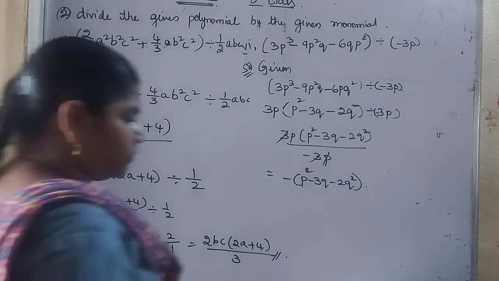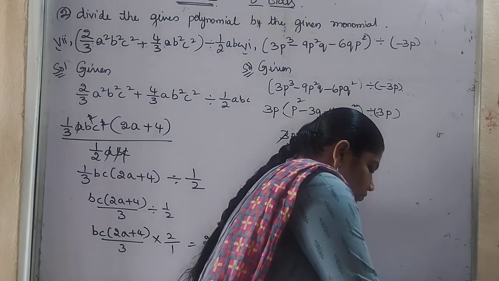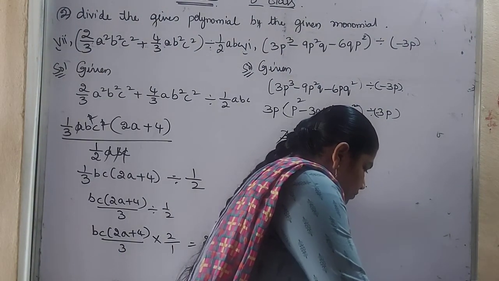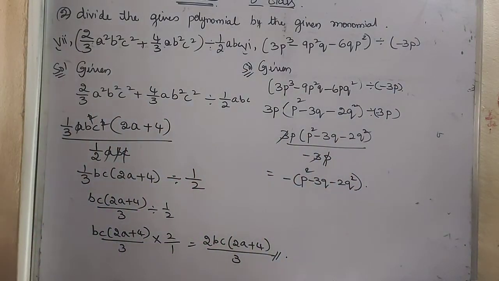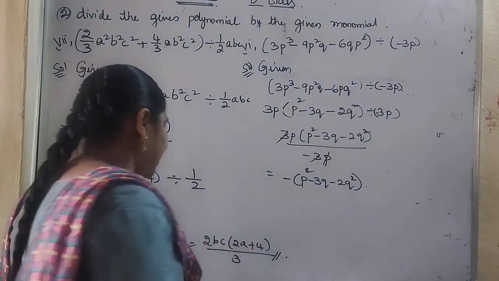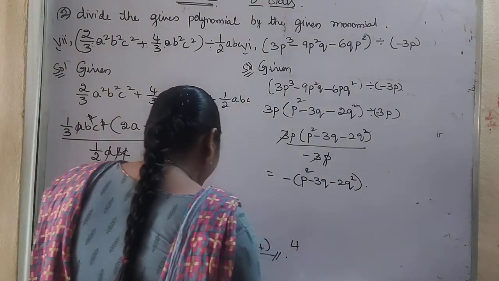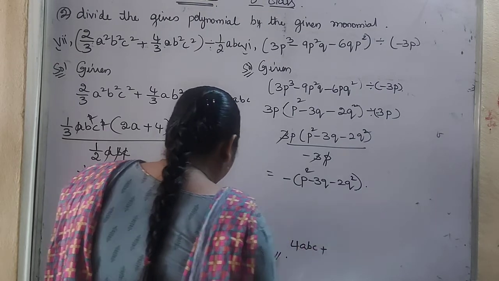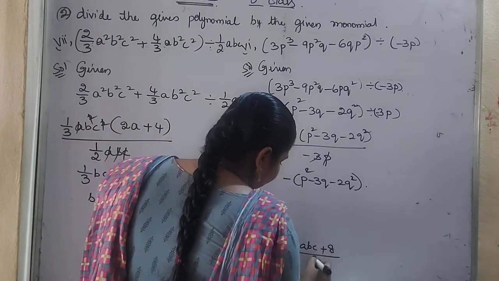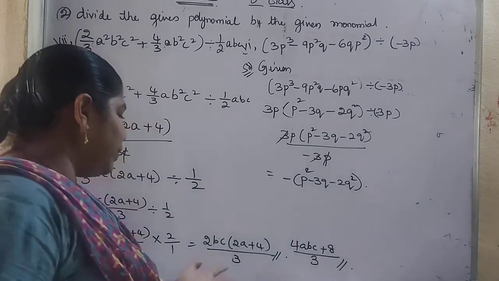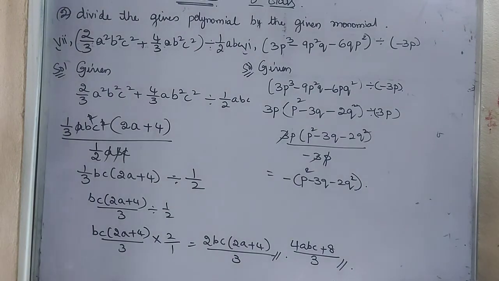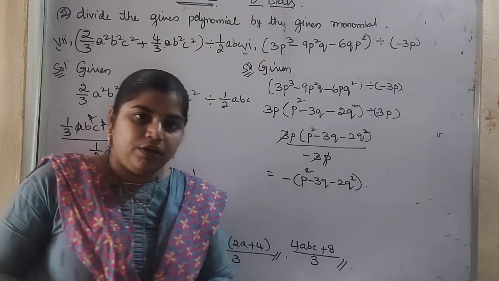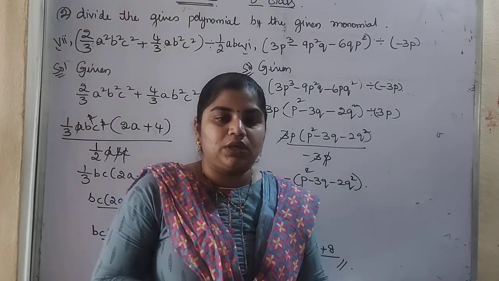So what is the final answer? Final answer is 2bc into (2a plus 4) by 3. If you want, you can multiply this. 2 2s are 4abc plus 2 4s are 8, by 3. So this is our textbook answer. You can stop till here also. So this is our 7th solution. So with this, our second bit is completed. Next the third bit and fourth bit will continue next class. Thank you.